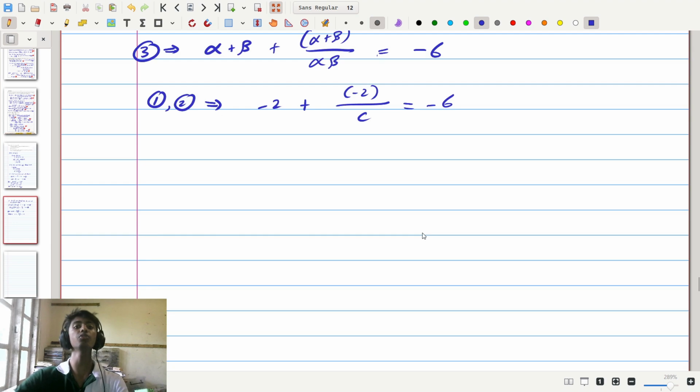Now considering this, we have negative 2 over c, and if we take this negative 2 to the other side, it's going to be positive 2, minus 6, and plus 2 minus 6 is minus 4. So therefore, this is minus 4.